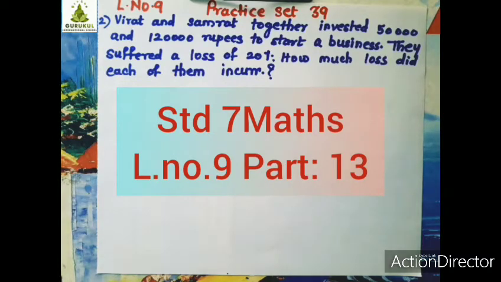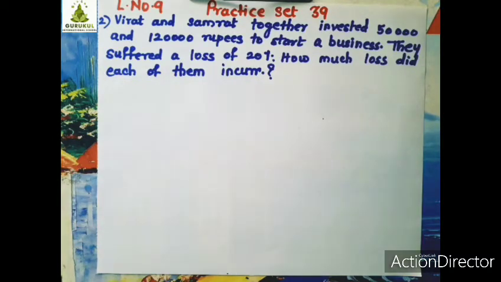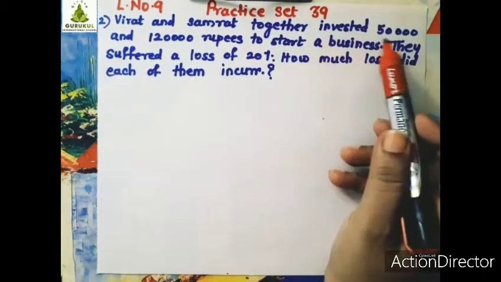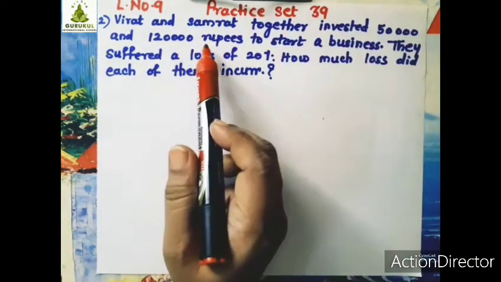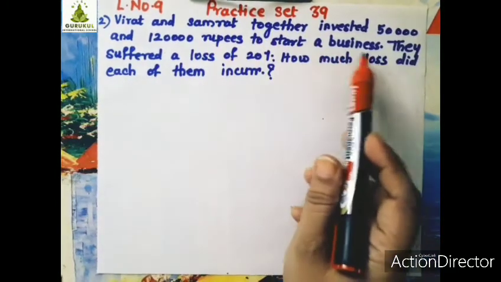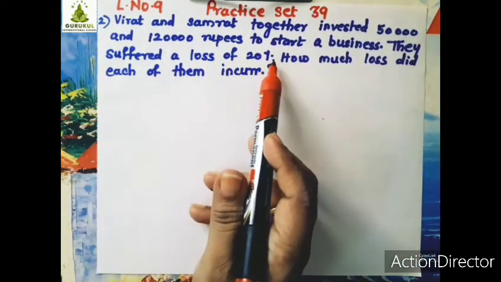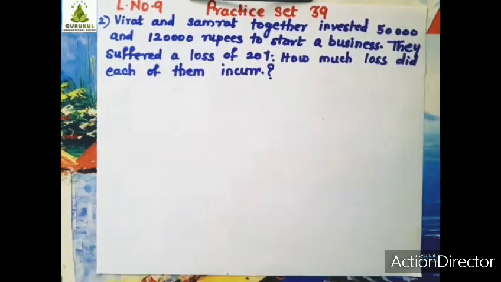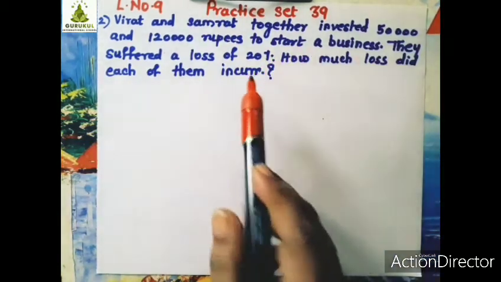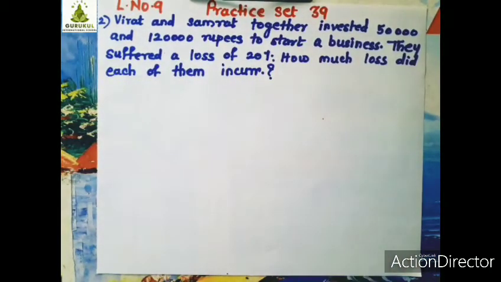Practice set 39, second sum of partnership. Let us see. Virat and Samrat together invested 50,000 and 1,20,000 rupees to start a business. They suffered a loss of 20%. How much loss did each of them incur? Okay, so they have started one business, but after some time they incurred a loss. So we have to share that 20% loss among both.